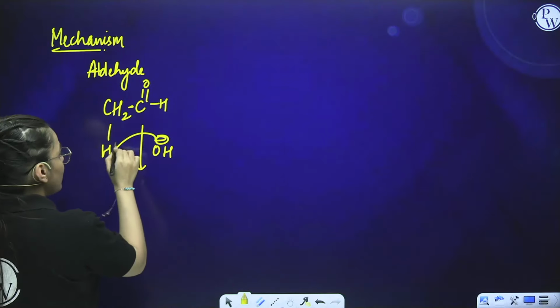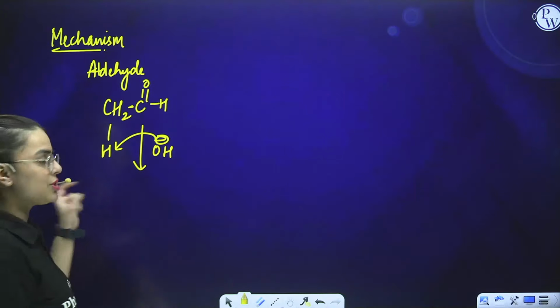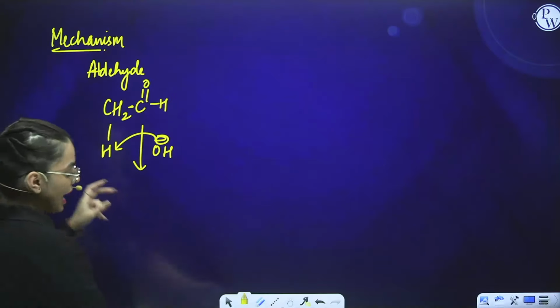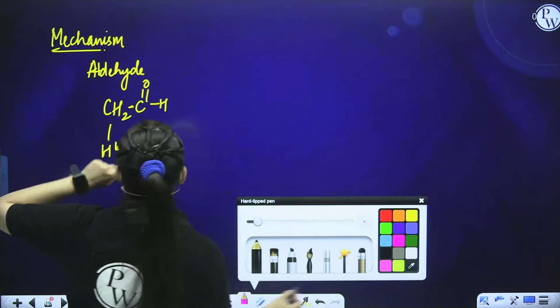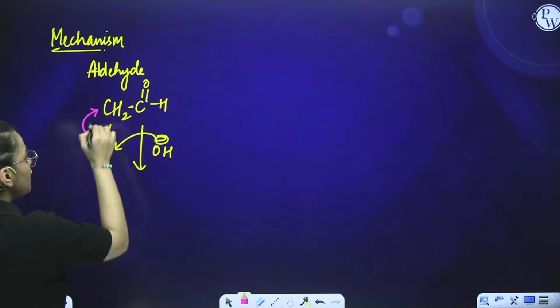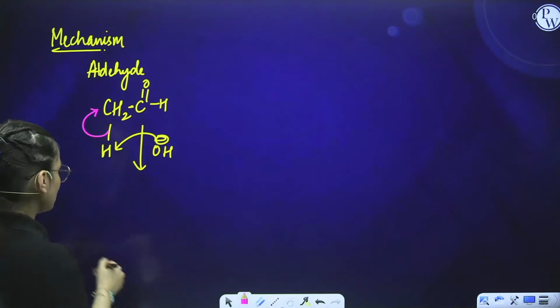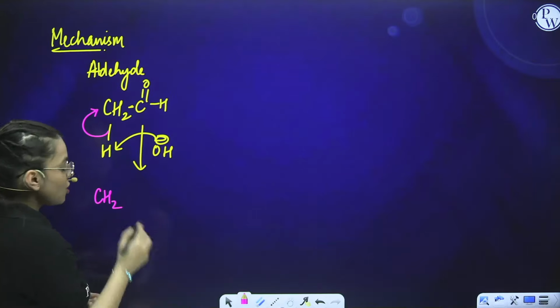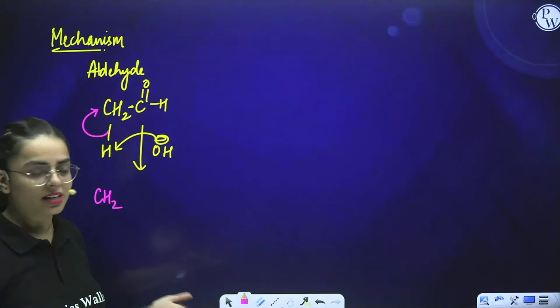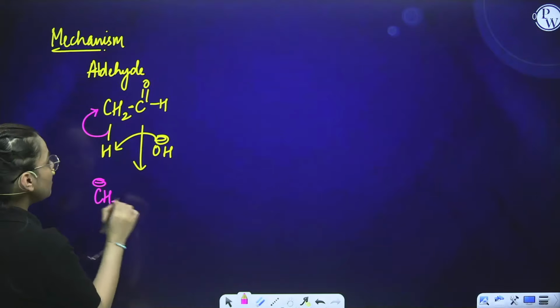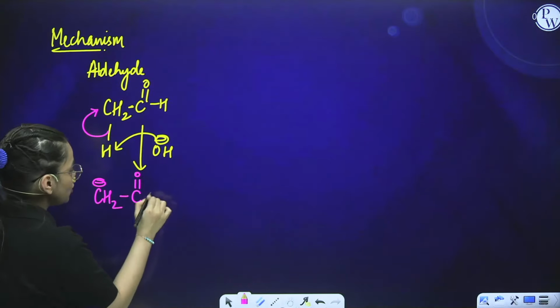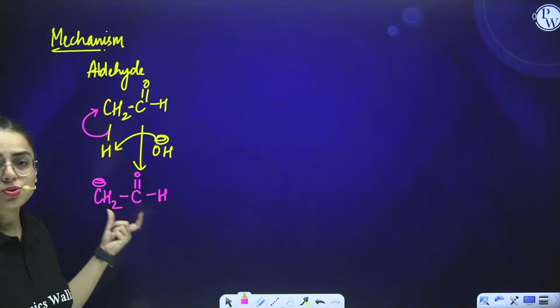Now, OH negative ion gives its electron to hydrogen and so they form water, while the hydrogen is bonded with CH2, so it gives its electrons to CH2. Now, when CH2 receives electrons, it carries a negative charge. Whenever we get electrons, we get a negative charge because electrons are negative in nature. So CH2 negative will come, then C double bond OH is present. Now, students, comes the resonance.